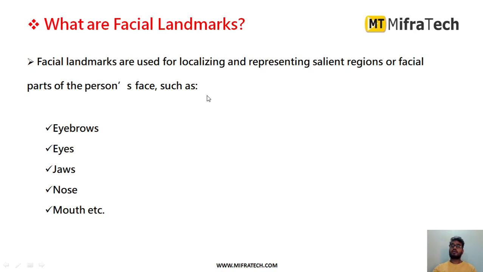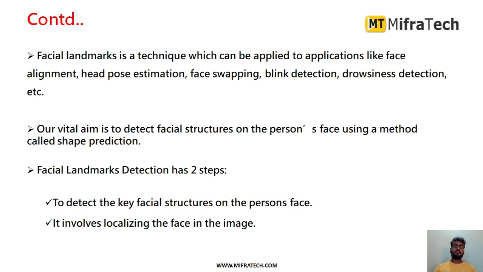As I told, you can indicate different salient features of a person's face, like eyebrows, eyes, jaws, nose, mouth, etc., using Dlib's facial landmarks detector. Facial landmarks is a technique which can be applied in applications like face alignment, head pose estimation, face swapping, blink detection, and drowsiness detection. In all those applications you can make use of Dlib's face landmarks.